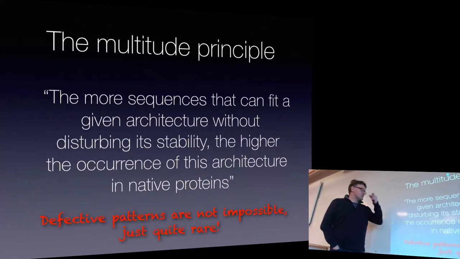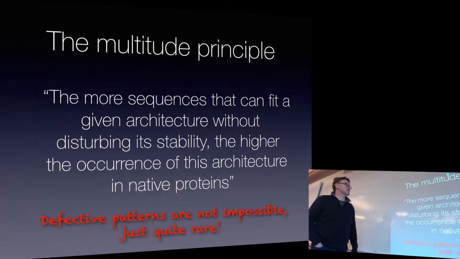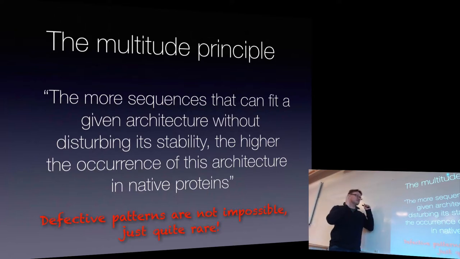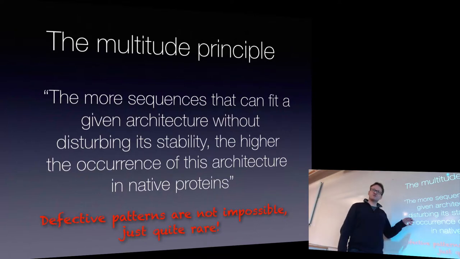Alexei likes to call this the multitude principle, which I think is a fitting name. I think it's pretty much his invention. The way to think about this is that the more sequences that can fit a fold without disrupting that fold or introducing defects in it, the more frequently you're going to see that fold. Think of that as a liberal fold. It will accept almost any amino acid. While a fold that is very picky is like a restaurant that's very picky with its guests: it's going to have fewer guests.